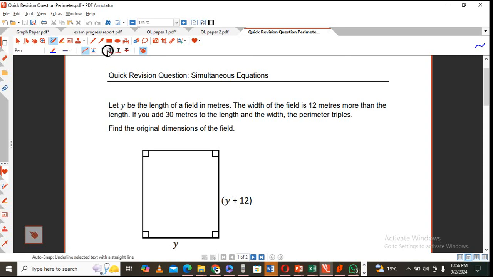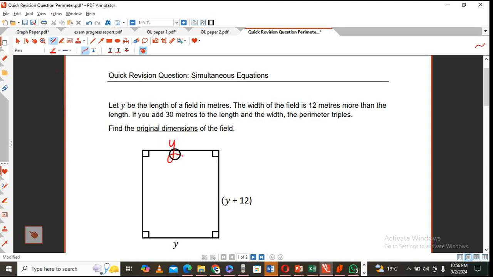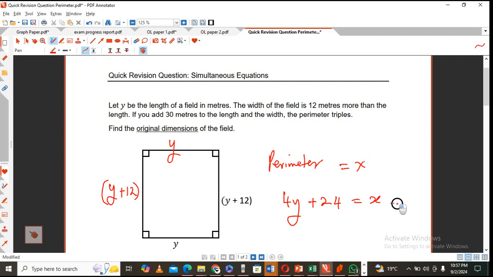Let's just write down what we have so far so that we have the correct information. The opposite sides of a rectangle are equal. So if I calculate the perimeter, and let me say the perimeter is equal to x because we don't know what it is, and I add all the y's together, I would get 4y, and then I'll get 24. Let's say that equals x or P, and let's suppose that is our first equation.